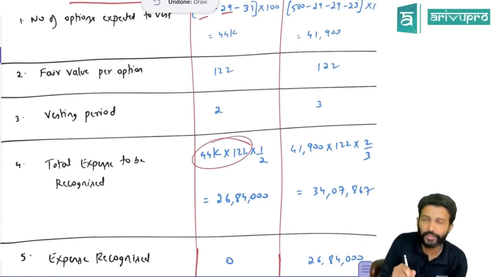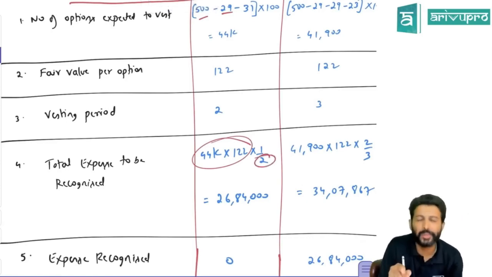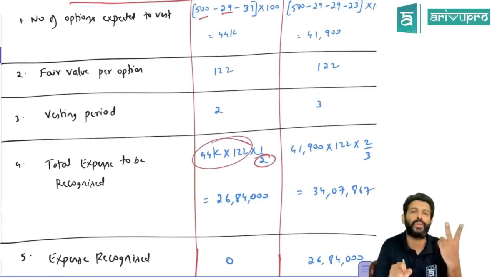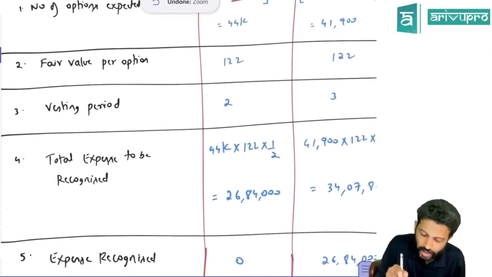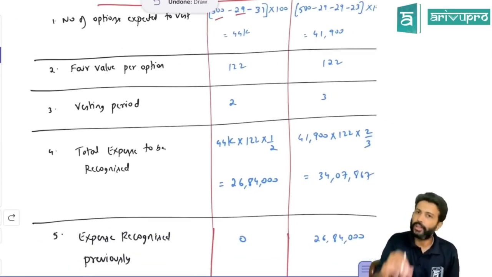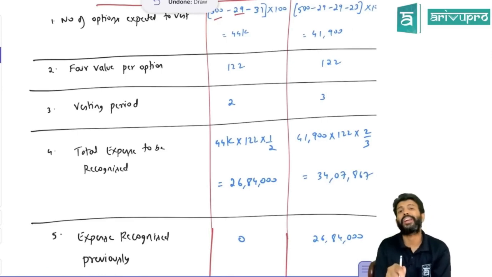If you do this, you're going to get the total expense. This expense has to be amortized over the vesting period. Here it is 2 years. So the first year is already over, hence I've written 1 over here. So in the first year, how much is the expense? 26,84,000. Okay. This is the total expense to be recognized by the end of first year.